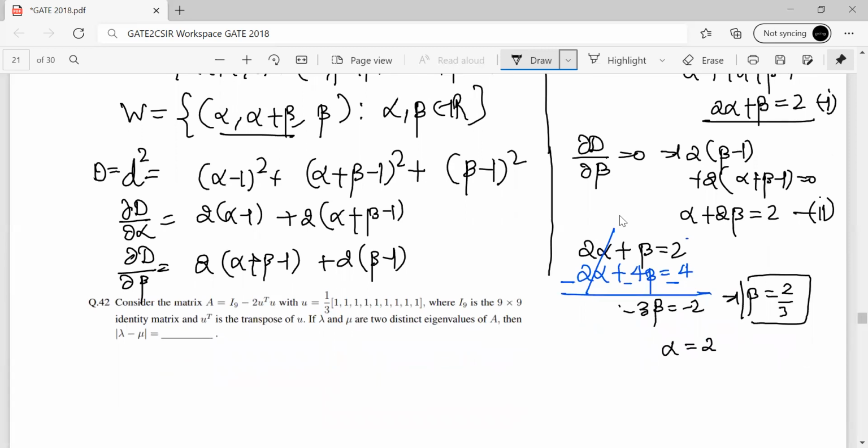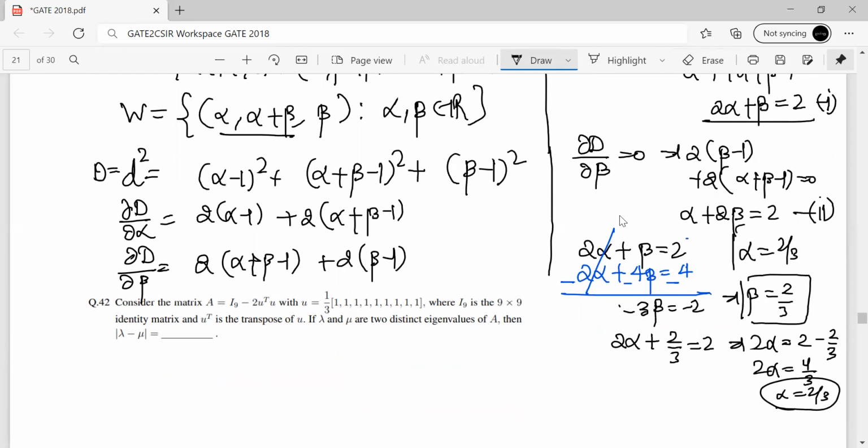Let me rather put it. So 2 alpha plus beta, which is 2 by 3, equal to 2. So this implies 2 alpha will be equal to 2 minus 2 by 3. So 2 alpha will be equal to 3 into 2, 6 minus 2, 4 by 3. So alpha is also 2 by 3. So I got alpha and beta both 2 by 3.